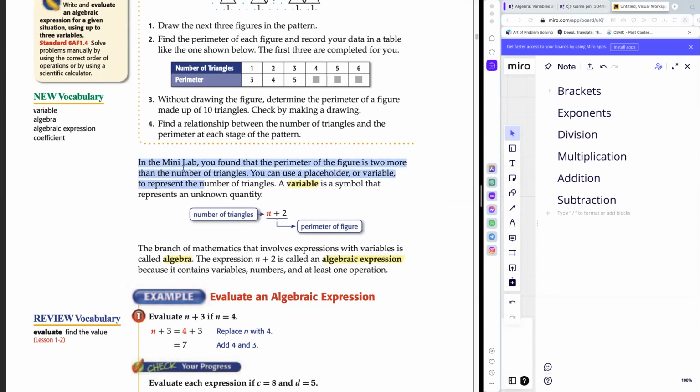In the mini lab, you found that the perimeter of the figure is two more than the number of triangles. You can use a placeholder or variable to represent the number of triangles. A variable is a symbol that represents an unknown quantity.